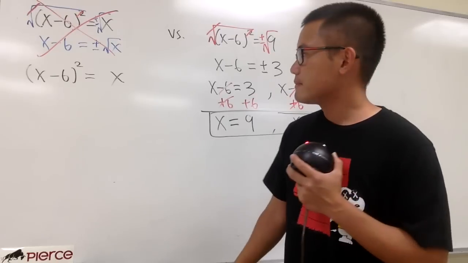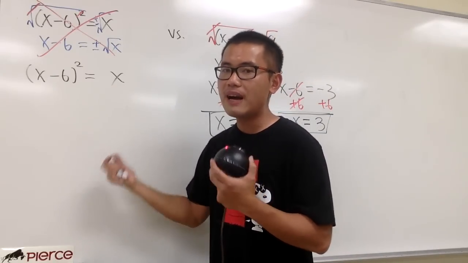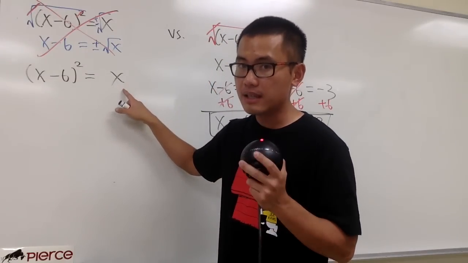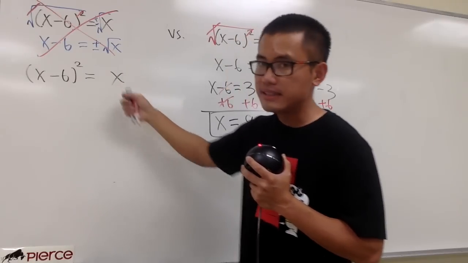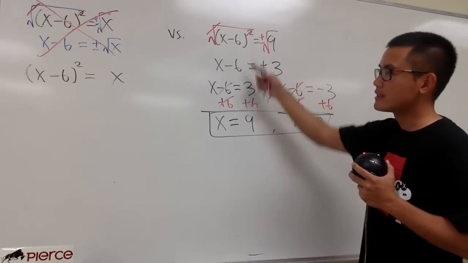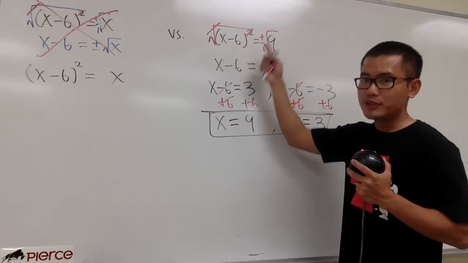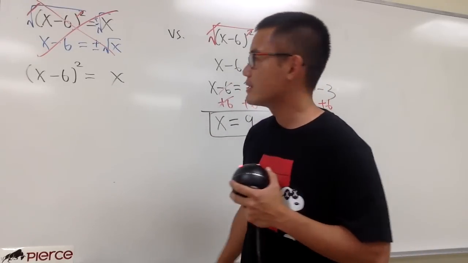So keep in mind, ideally speaking, we want to have 0 on one side and then factor it. And we cannot take the square roots on both sides because the right-hand side, this is an x. This is not just a number, unlike the second one. This was so much easier, isn't it? But this is not. And this is how we are going to do it.